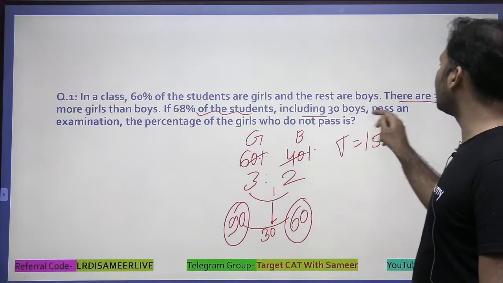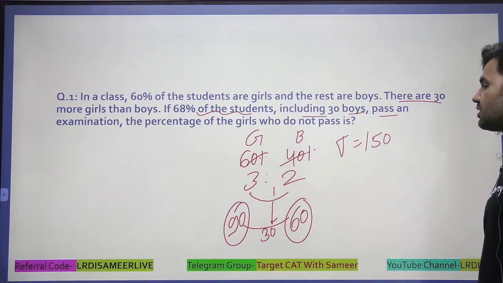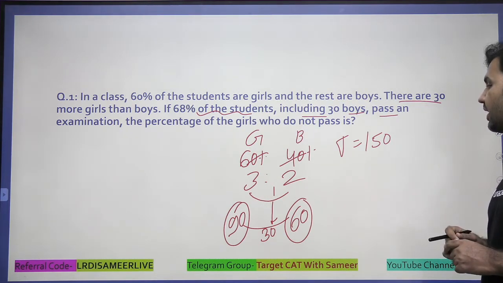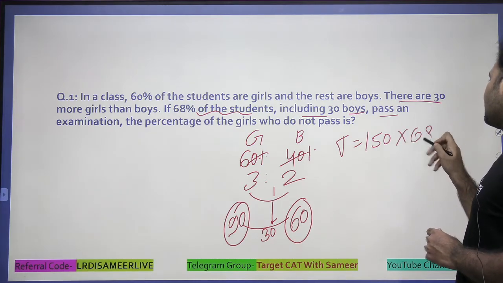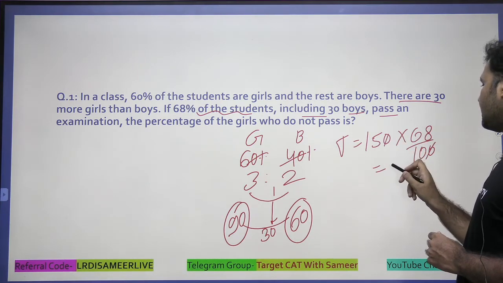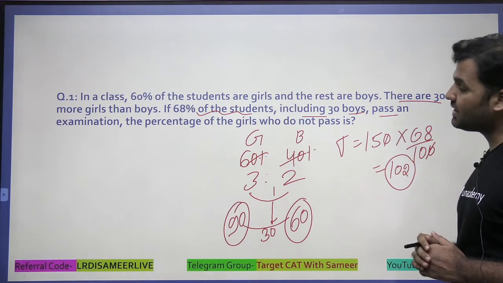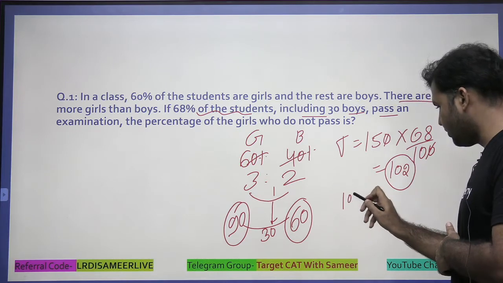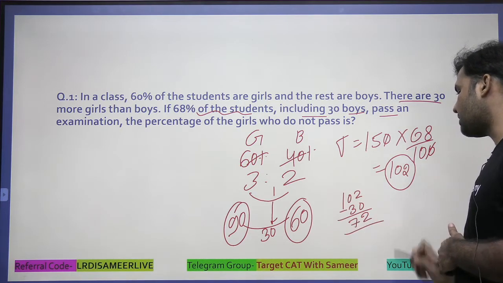It says 60% of the students, including 30 boys, pass an examination. Now 68% of the students are passing the examination, and that includes 30 boys. If I find 68% of 150, I'll get the number of students passing the examination. 15 into 68 divided by 10 would be 102. These are the number of students who are passing the examination, and that includes both boys and girls. So out of 102 boys and girls, 30 are boys. So can I say the number of girls passing the examination would be 72.